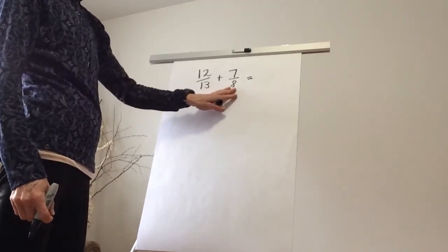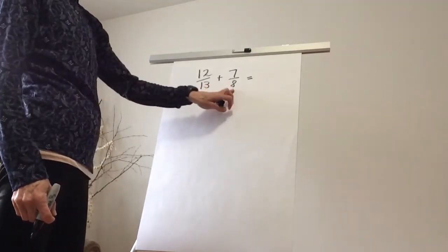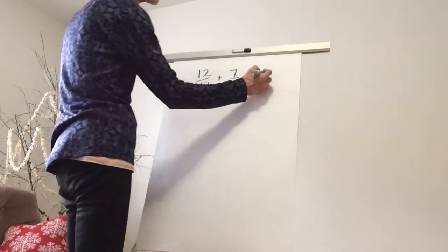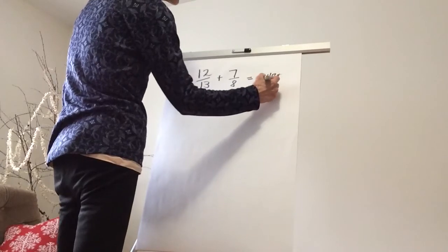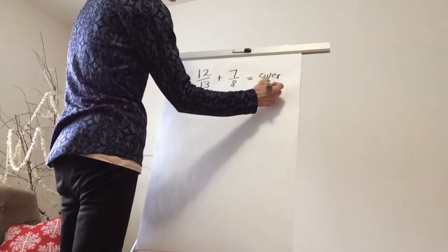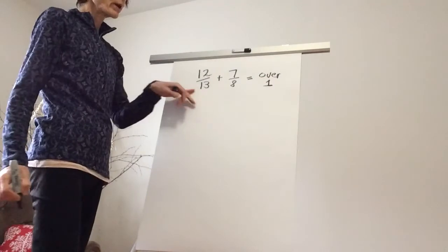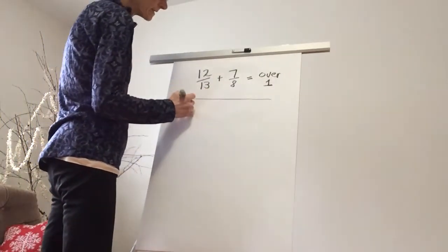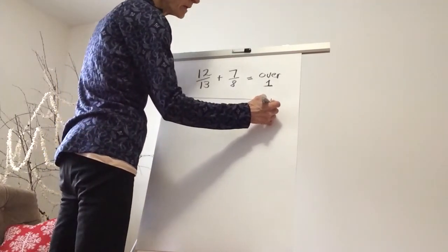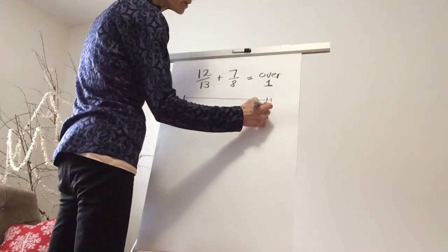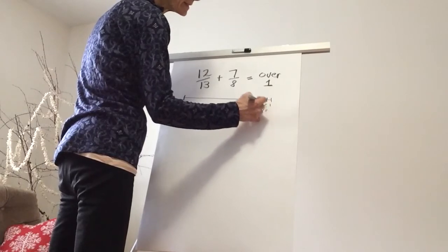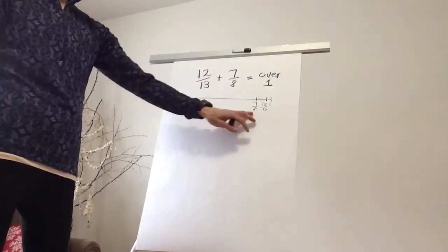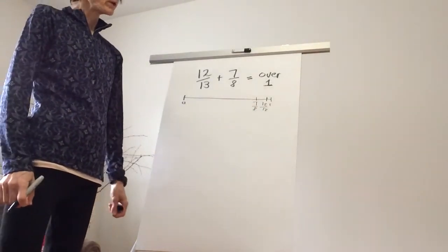Very close to 1, very close to 1. Only 1/8 away from 1, only 1/13 away from 1, even smaller. So we could say that that was over 1. And we're using benchmarks to know that, knowing where they would come on a number line. So if we had a number line, and this is 0, and this is 1, 12/13 would be very close to 1, and 7/8 would only be a little bit behind it. So if we added those two together, we would absolutely be above 1.